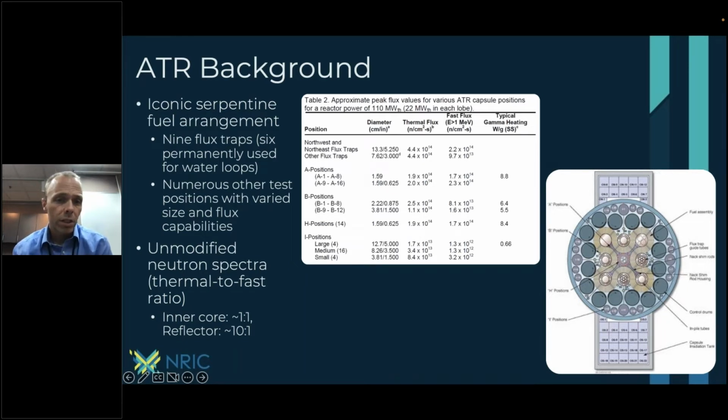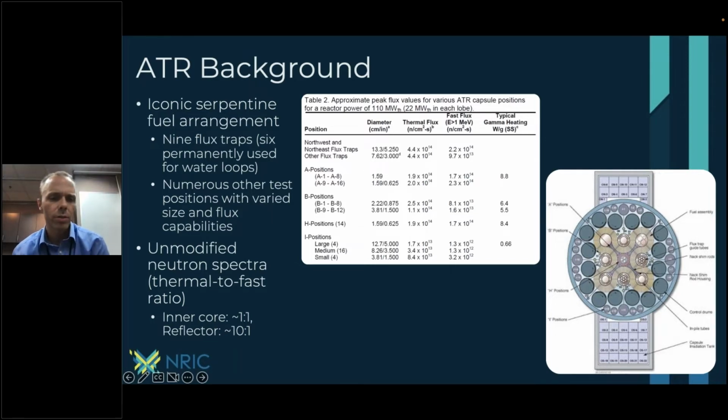6 of them are presently in permanent use for pressurized water loops. So they have their own independent chemical and thermal hydraulic environment. And then there's other flux traps that are available for other kinds of experiments. And then there's numerous other test positions in the inner core, and the inner reflector, and then outside and kind of the outer reflector. So spanning orders of magnitude in flux.